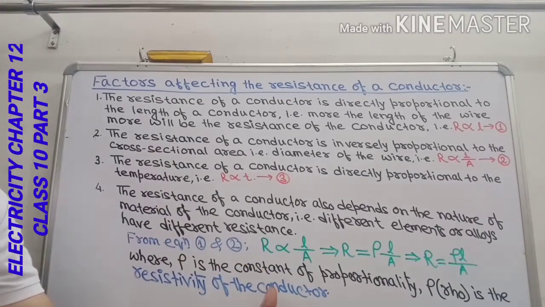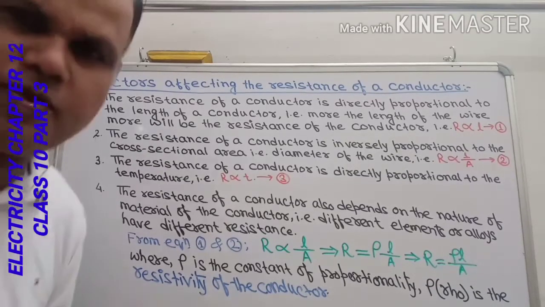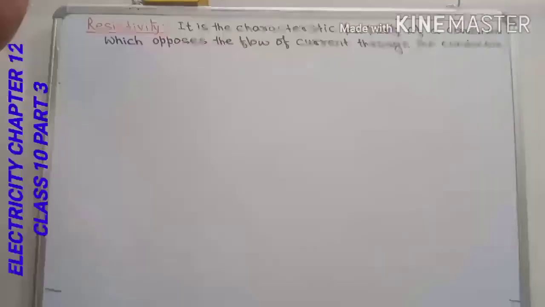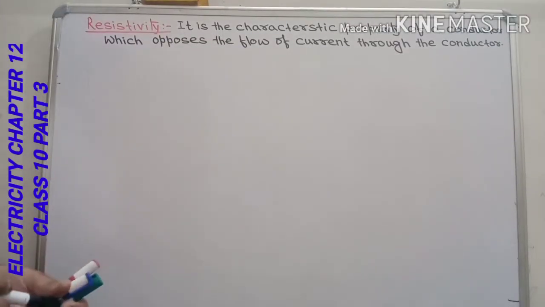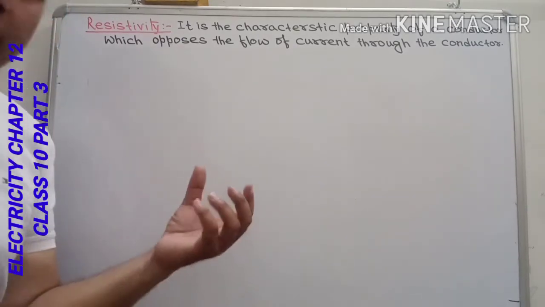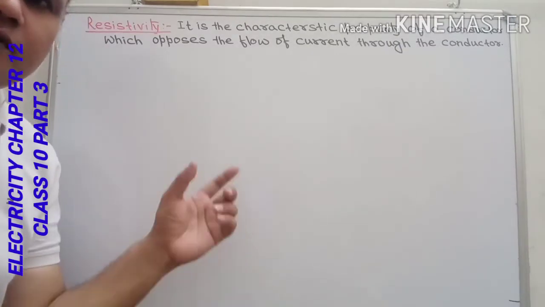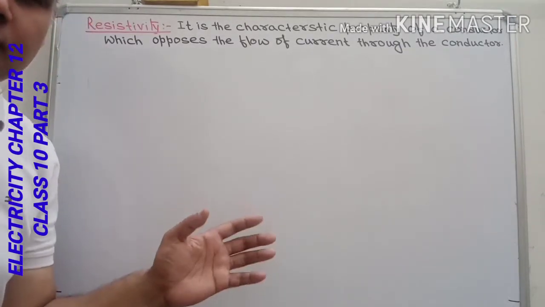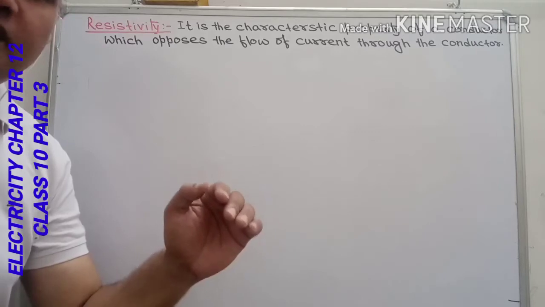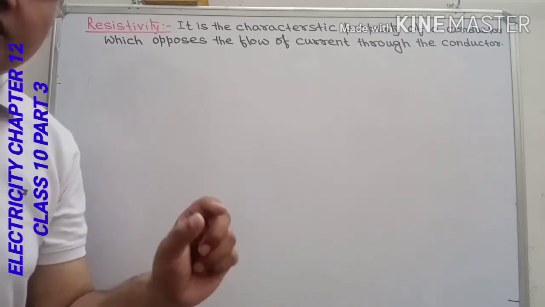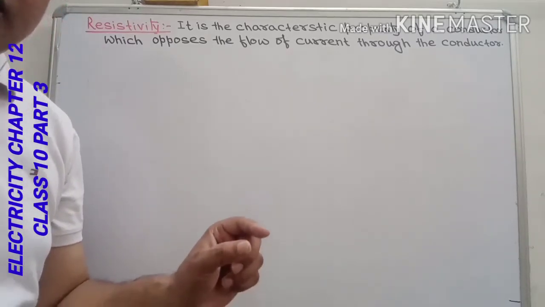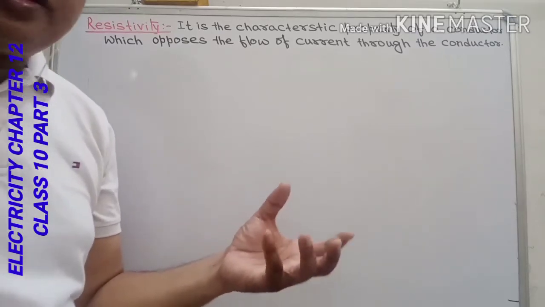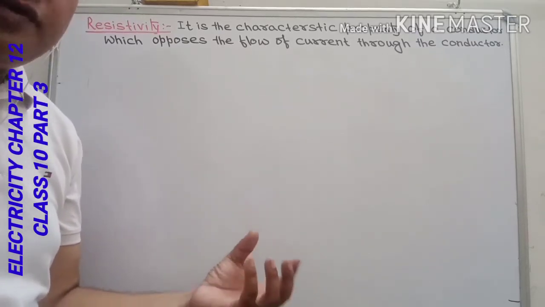Now what is actually the resistivity of the conductor? I will explain it to you now. Resistivity is the characteristic property of a conductor, which means that if the resistivity of the conductor is more, then the flow of current will be lesser.